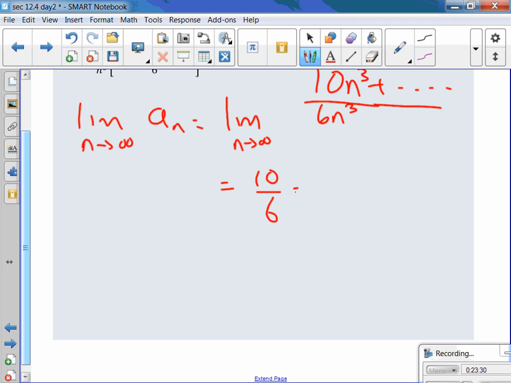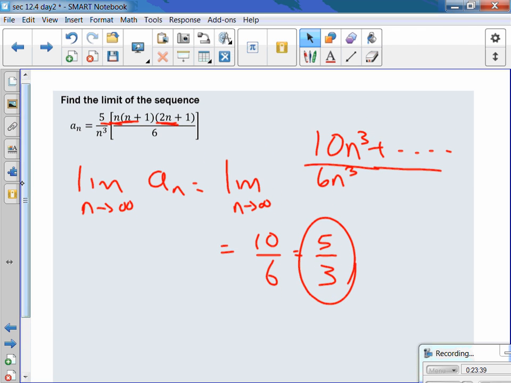If you are unable to see that the leading coefficient was 10 times n cubed, you can just multiply it out, right? Using our FOIL technique, 2n plus 1 times n plus 1, times n times 5, you're going to come up with 10n cubed plus some other terms as well. Questions?